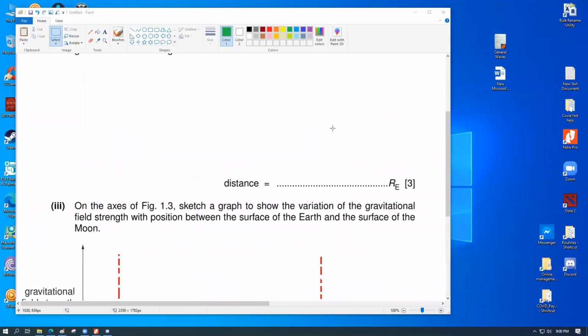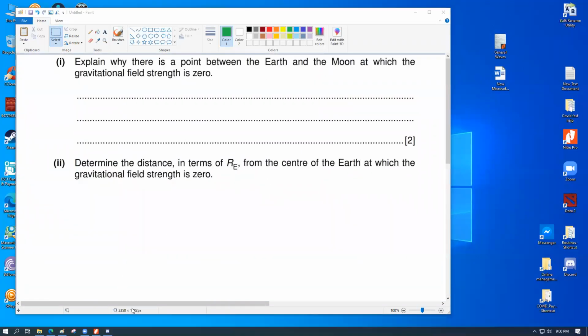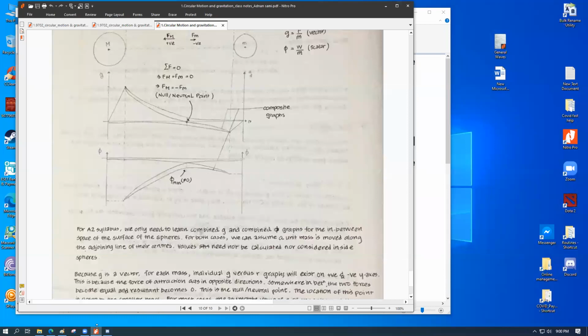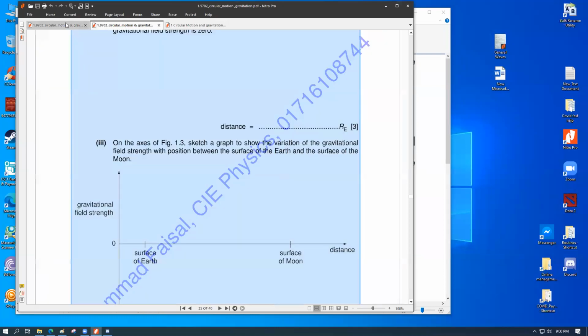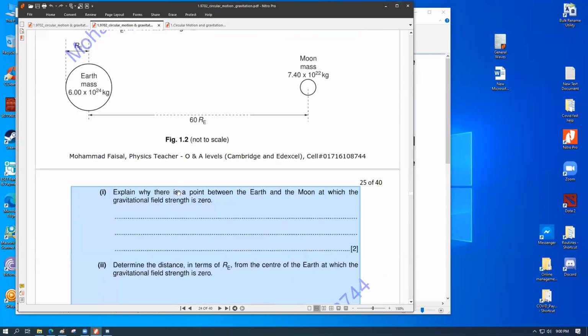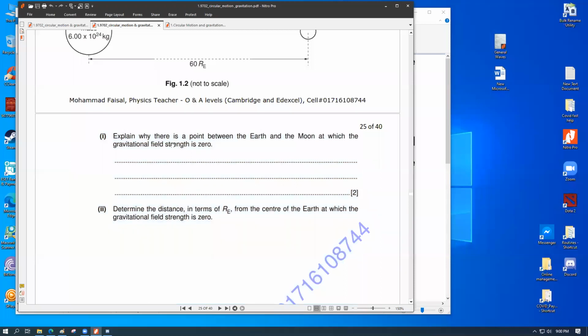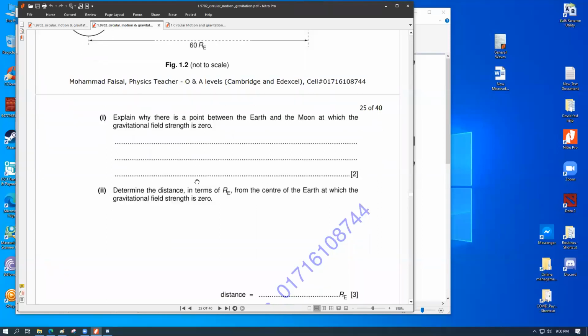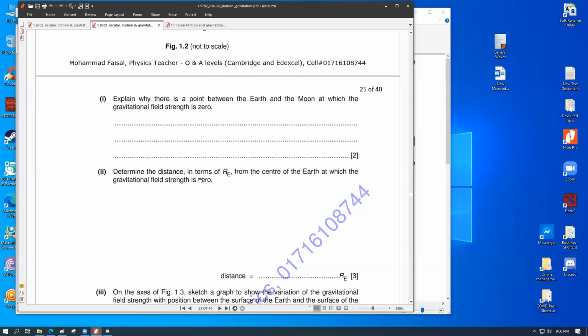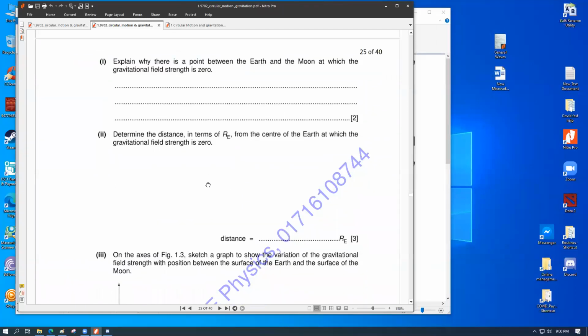Okay, for those of you who have questions in the other parts, I'll entertain them. So I'm going to start covering this question from the first point. C1 says: explain why there is a point between the Earth and the Moon at which the gravitational field strength is 0. Then it says: determine the distance in terms of RE from the center of the Earth at which the gravitational field strength is 0. So we have to find where the gravitational field strength is 0, in terms of RE. I'll show you how to do this calculation, don't panic.